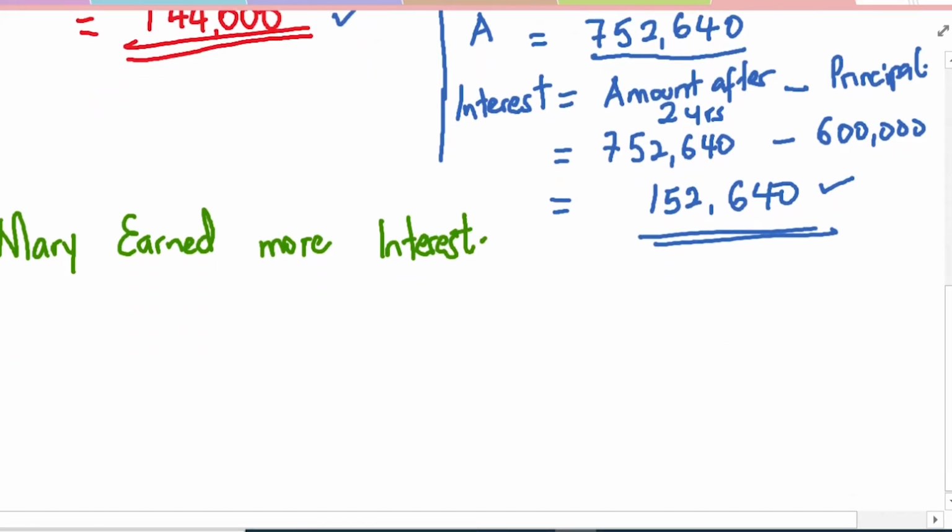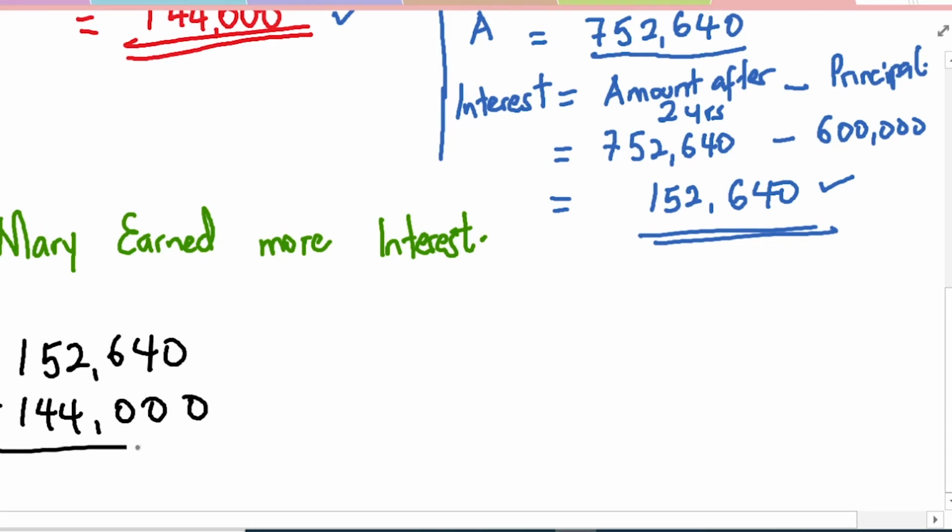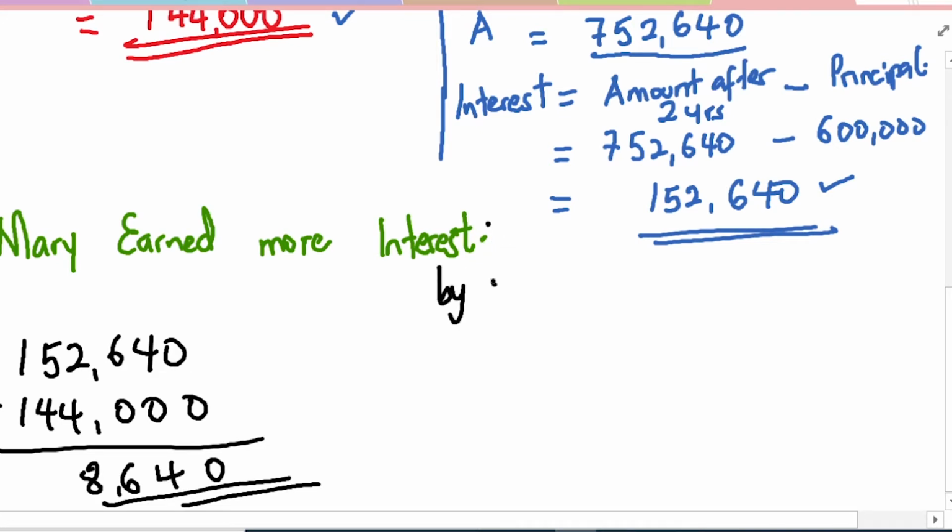By how much? We simply subtract the two interest figures. So by how much is it going to become: 152,640 minus 144,000. When we subtract the two, we end up with, sorry, it earned more interest by 8,640. So that's the answer. Going on.